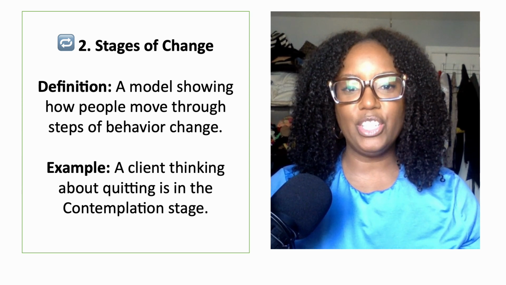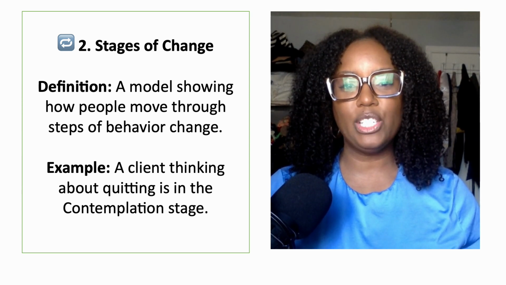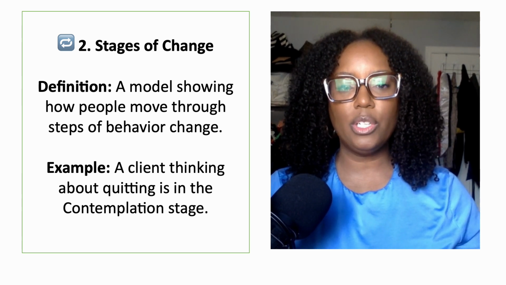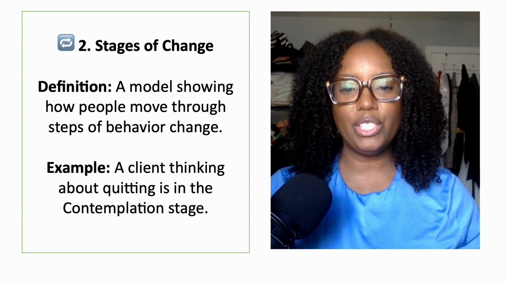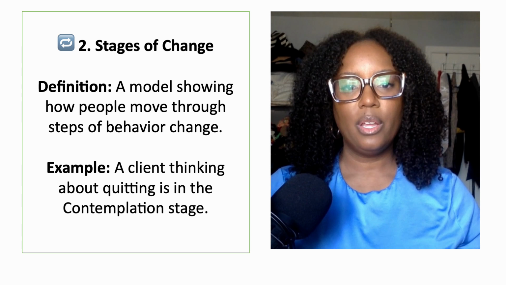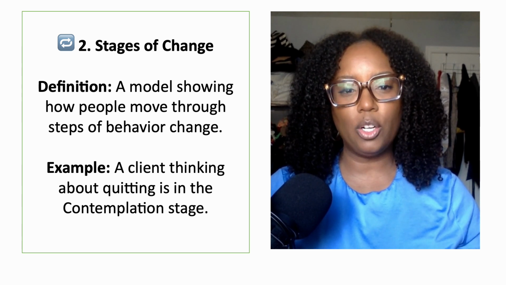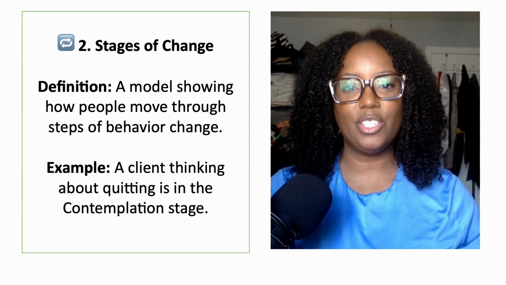Term 2 is stages of change. This model shows us the steps people go through when trying to change a behavior, like quitting drugs or alcohol. The main stages are pre-contemplation, contemplation, preparation, action, and maintenance. For example, if someone is just thinking about quitting but not ready yet, they're in the contemplation stage.